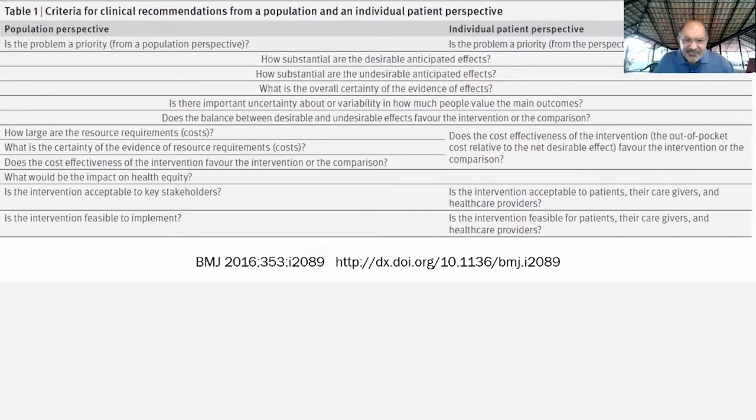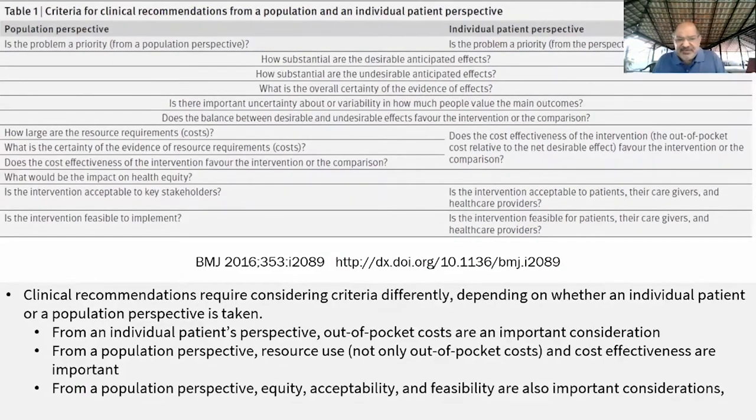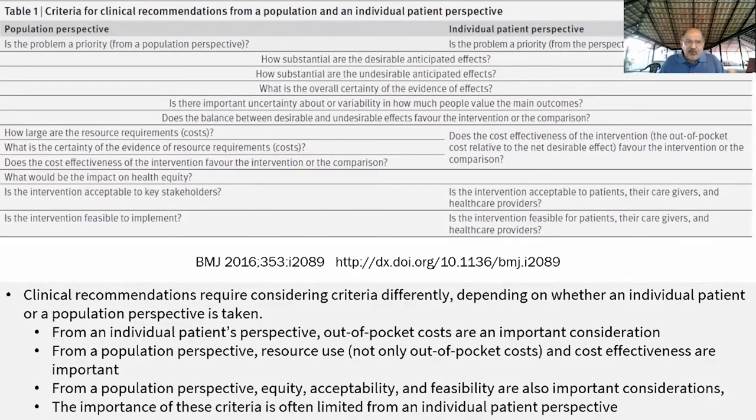So when you're making these recommendations, you need to think in terms of what perspective you are using. From a population perspective and a patient perspective, some things are in common, like the desirable anticipated benefits and undesirable effects. But where things start differing is in terms of costs. For patients, out-of-pocket costs are important. For the population, it's not only out-of-pocket costs, but what resources and cost effectiveness. From a population perspective, there are other considerations like equity and acceptability and feasibility, which will differ from individual to individual. So the perspective you're taking needs also to be spelled out.